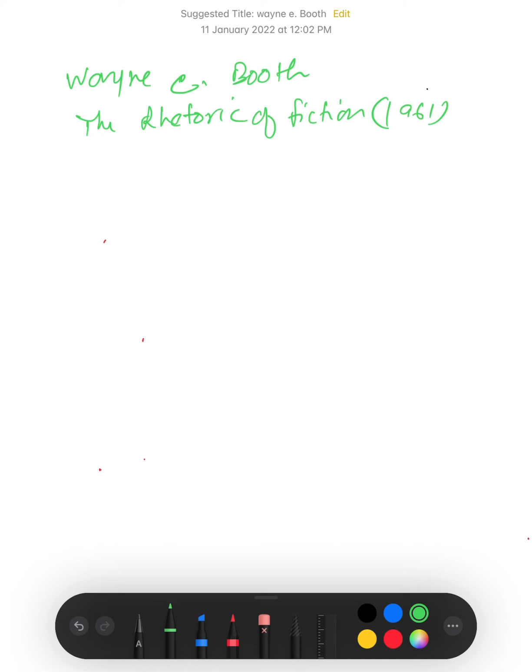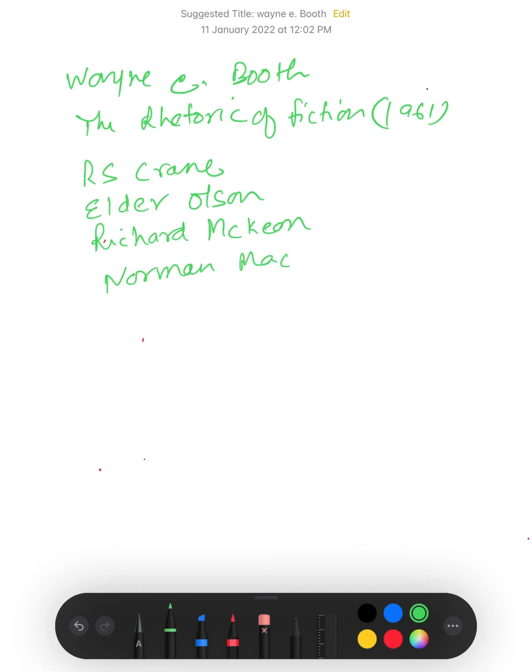Now, these Chicago School of Critics, whom we call Neo-Aristotelians, as I told you in the beginning, are the professors of departments of humanities, University of Chicago. And some famous names, as I told in the beginning, R.S. Crane, Elder Olson, Richard McKeon, Norman MacLean, and Bernard Weinberg. So they are the famous critics.